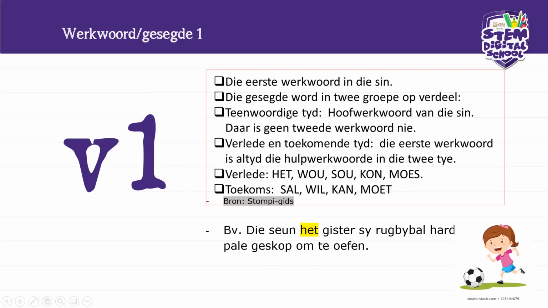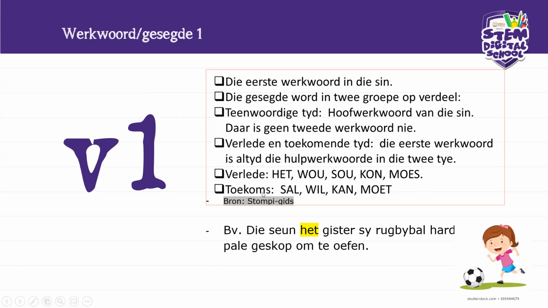So if I've got a sentence and it's got a verb in the teenwoordige tyd, the first verb, this verb 1 is in the present tense, then it means there is not another verb, and that the first verb, this one would be the hoofwerkwoord. Then we also get the second group, verlede en toekomende tyd. This is when the first verb, verb 1, would be a hulpwerkwoord. And then the main verb would be verb 2.